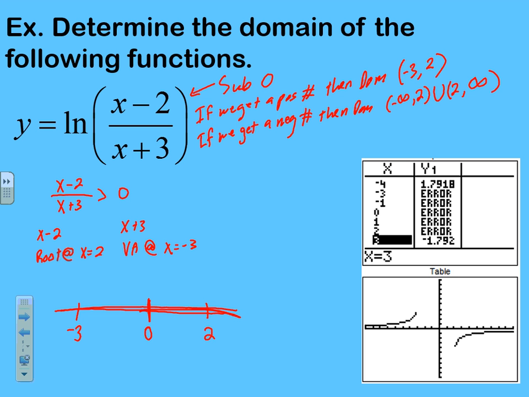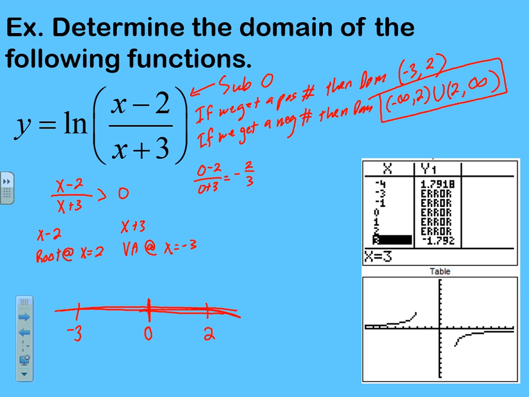So let's do that. Let's say 0 minus 2 over 0 plus 3. Well, that simplifies to be negative 2/3. Because we get a negative number when we substitute a 0 into that expression, this tells me that's what the domain of this particular logarithm should be. And that's kind of what you're seeing in the picture being provided for you.